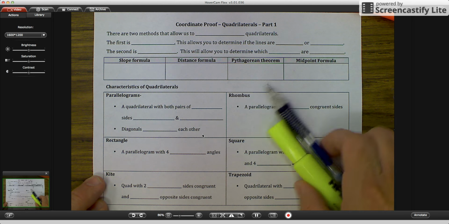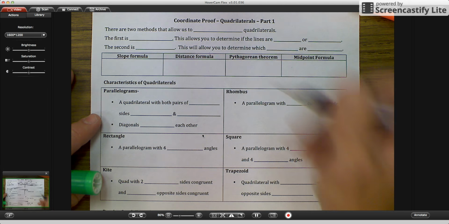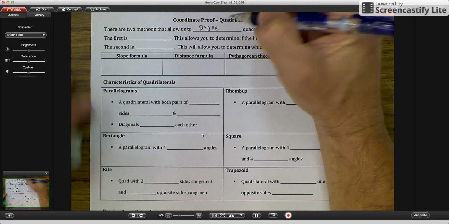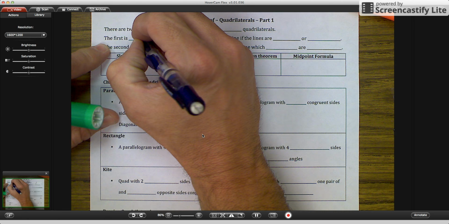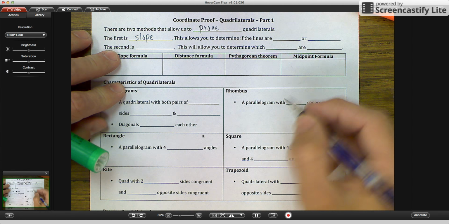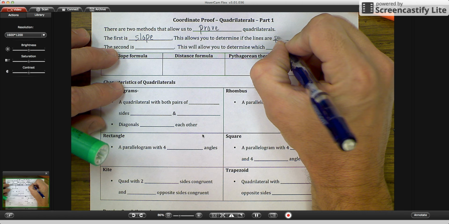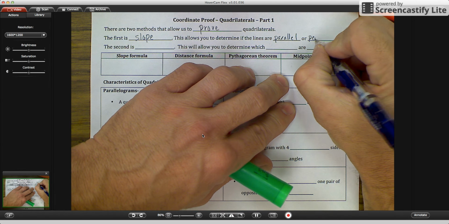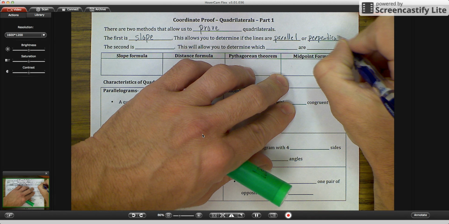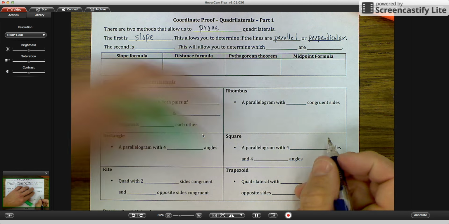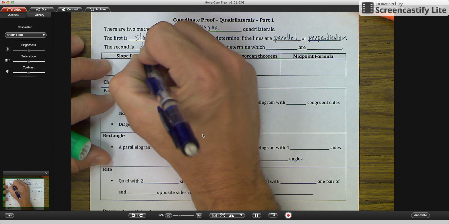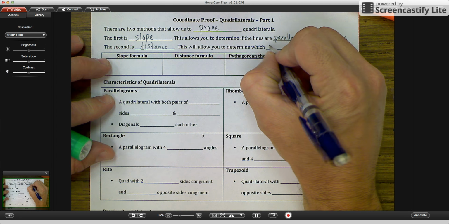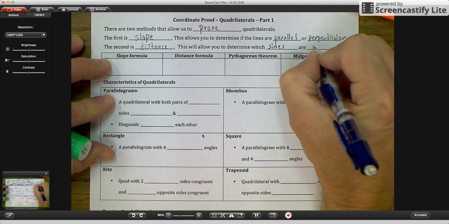Okay, so it says there are 2 methods that allow us to, and the word that's going to go in there is prove quadrilaterals. The first is slope. This allows you to determine if the lines are parallel or perpendicular. The second is distance. This will allow you to determine which sides are congruent.